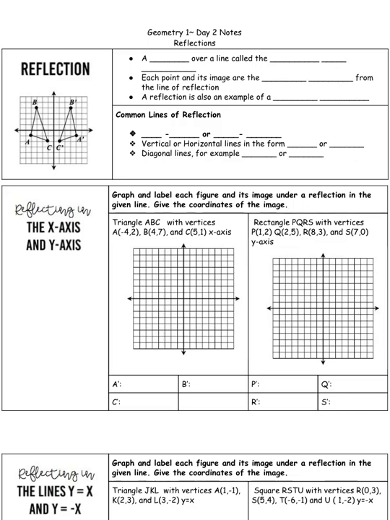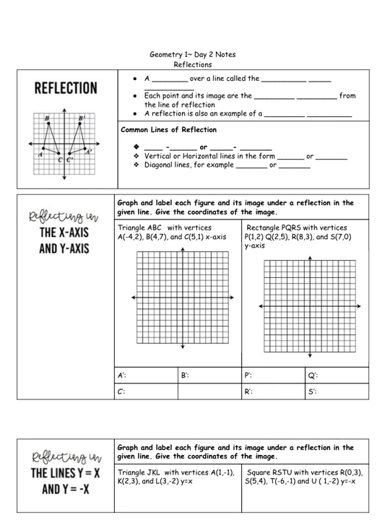Alright, so we're going to talk about reflections. Reflections are a flip over a line called the line of reflection. Each point and its image are the same distance from the line of reflection. A reflection is also an example of a rigid motion. So a translation that we did before is a rigid motion, and so is this.